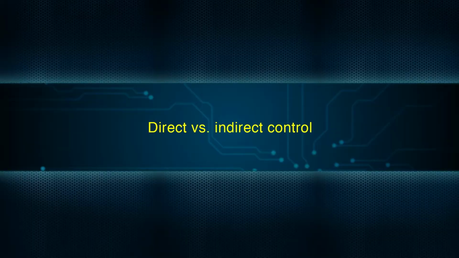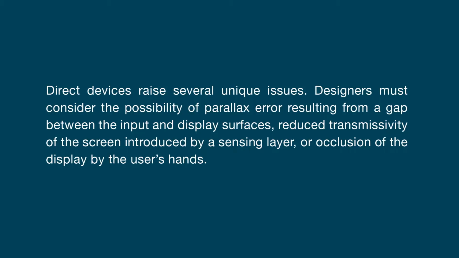Direct versus indirect control. A mouse is an indirect input device. One must move the mouse to point to a spot on the screen. A touch screen is a direct input device, that is, the display surface is also the input surface. Direct devices raise several unique issues.